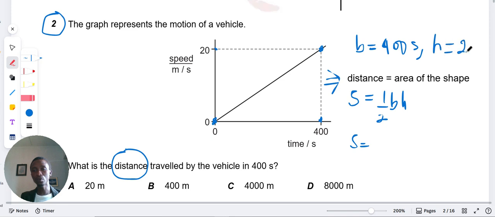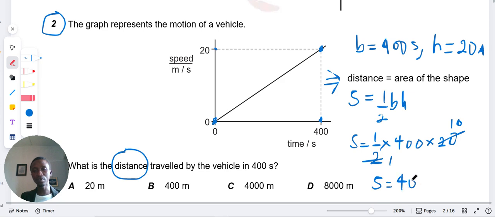So substituting this into the formula, we have half into the base, that's 400, multiplied by 400, then multiplied by the height, which is 20. Then if we perform our arithmetic very well, 2 here, 1 and 2 in 20, that remains 10. Then if we multiply 1 by 400 by 10, that gives us 4,000. Definitely, the distance covered by that body is 4,000 meters. Do we have that in the options?